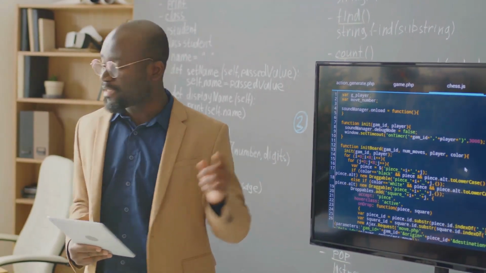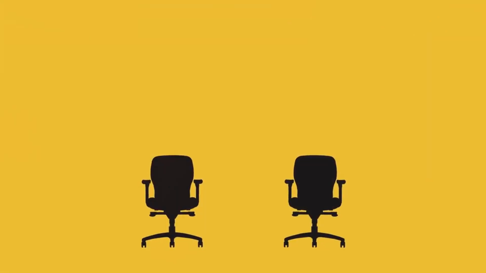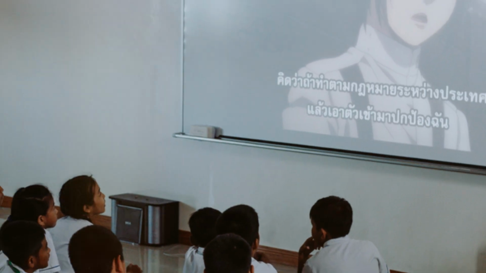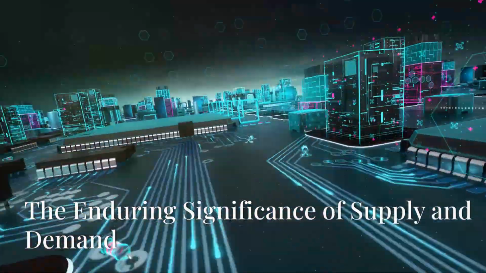Specialized skills in high demand lead to multiple job offers. Economic downturns can lead to layoffs and stagnant wages. Automation and online services can displace workers. Education and policies shape the labor market.